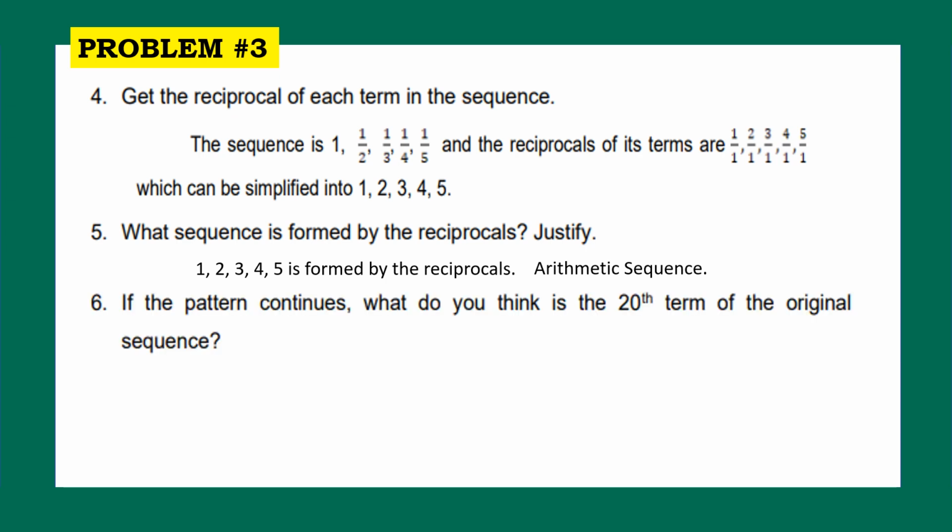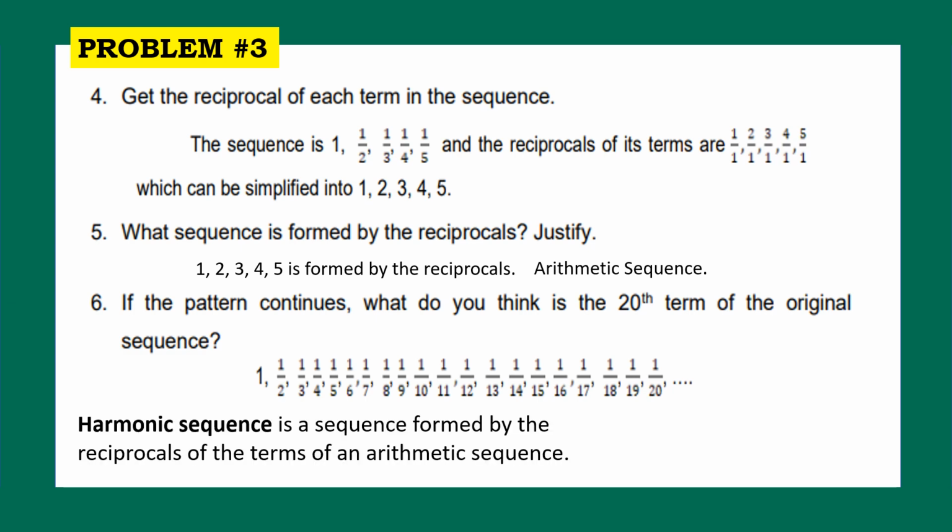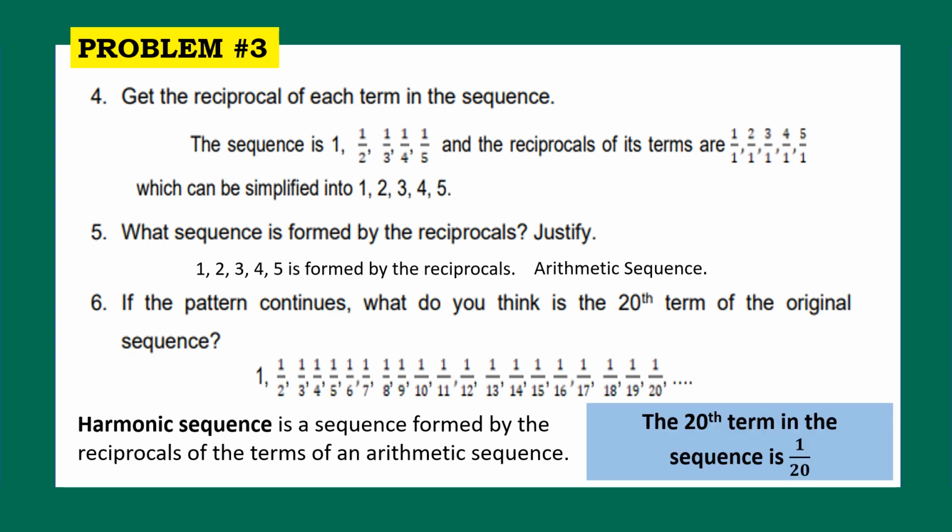For question number 6, if the pattern continues, what do you think is the 20th term of the original sequence? So this will be the representation. So as you can see, the 20th term is 1/20. Remember that this one is an example of a harmonic sequence, since this is the sequence formed by the reciprocals of the terms of an arithmetic sequence. So therefore, the 20th term in the sequence is 1/20.